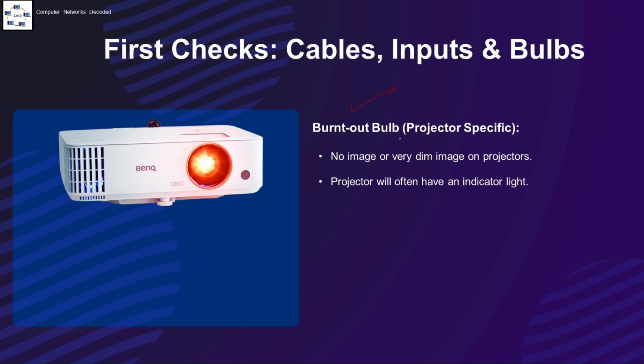What are some issues with the projector? A burnt out bulb is a projector-specific issue, which means no image or a very dim image on the projector, and the projector will often have an indicator light such as, let's suppose, this one.